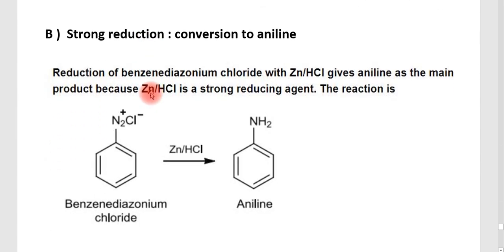Next is a strong reduction. Here the benzene diazonium chloride is converted into aniline. Reduction of benzene diazonium chloride with Zn and HCl gives aniline as the main product. Why? Just because Zn in the presence of HCl is a strong reducing agent, and the reaction can be shown like this. This is the benzene diazonium chloride. In the presence of zinc and HCl, you will get the product aniline, C6H5NH2.